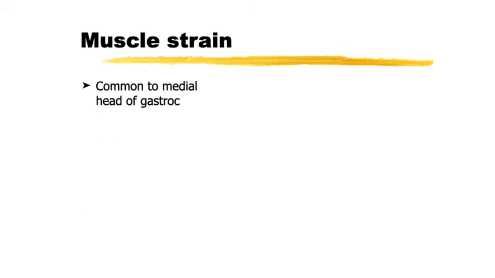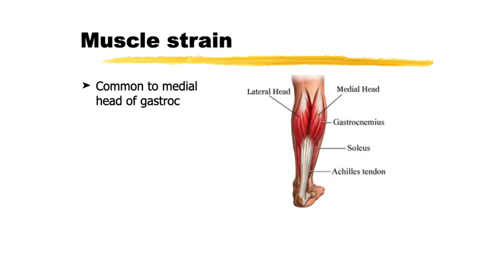Muscle strain is pretty common to the medial head of the gastrocnemius. That would be on the inside of your leg, up there, just below your knee. My wife's cousin just had a muscle strain like this, but it was to another muscle up there. I thought he tore his Achilles tendon, but it was actually the popliteal muscle in his posterior knee.